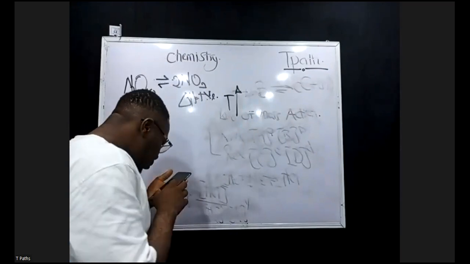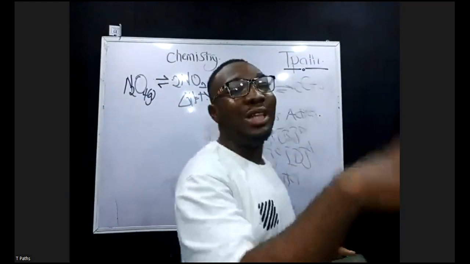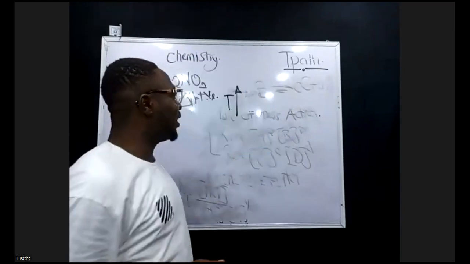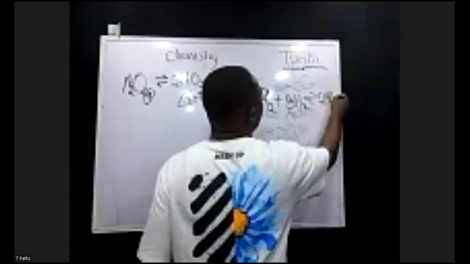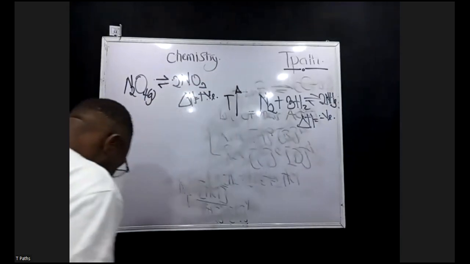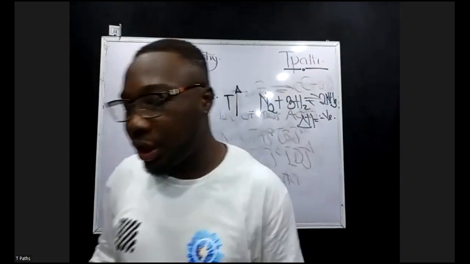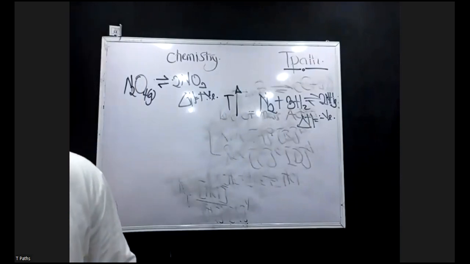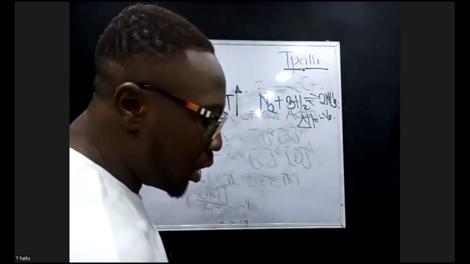Next, look at the next slide. You see they ask what happens to an exothermic reaction. Let's say I have a very popular exothermic reaction: N2 plus 3H2 giving us 2NH3. Delta H is negative. Now, what is an exothermic reaction? An exothermic reaction is a reaction in which heat is lost to the surroundings. So when heat is lost, we call that an exothermic reaction.